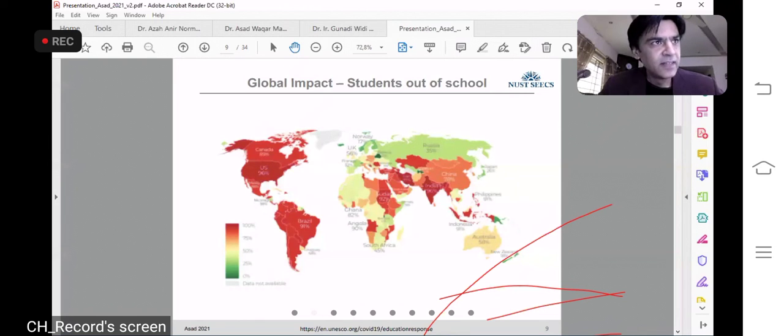And here in this chart, there are some numbers which indicate the percentage of students who went out of school and have limited access to technology. So next slide, please.